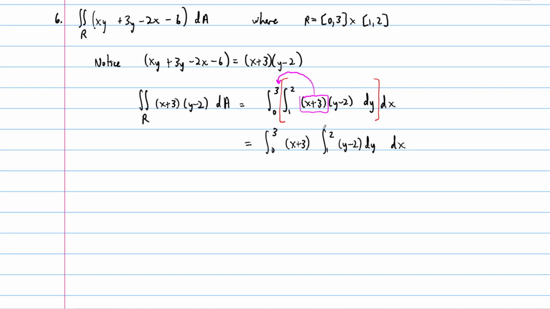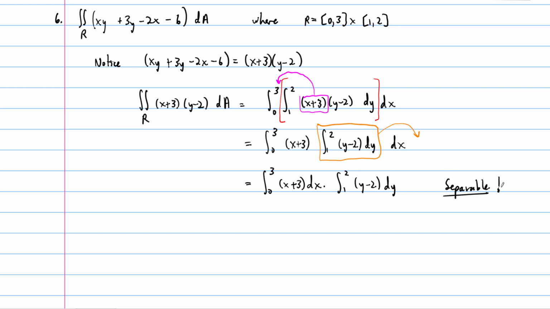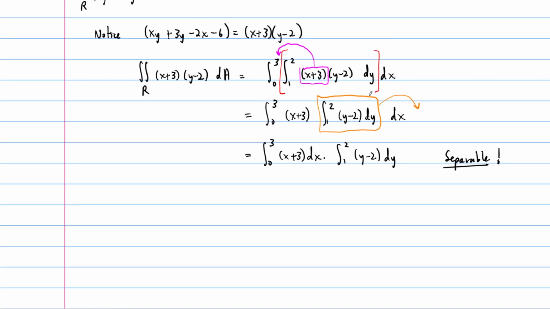Now we apply the same logic, but this term right here does not depend on x, and it's inside of an integral with respect to x. So that one can jump over here. And we can write this as a product of the integral from 0 to 3 of x plus 3 dx times the integral from 1 to 2 of y minus 2 dy. This is called a separable integral because we can separate the x and y variables and compute two Calc 1 integrals independently, and then multiply the values of those two integrals to get the value of the single double integral.